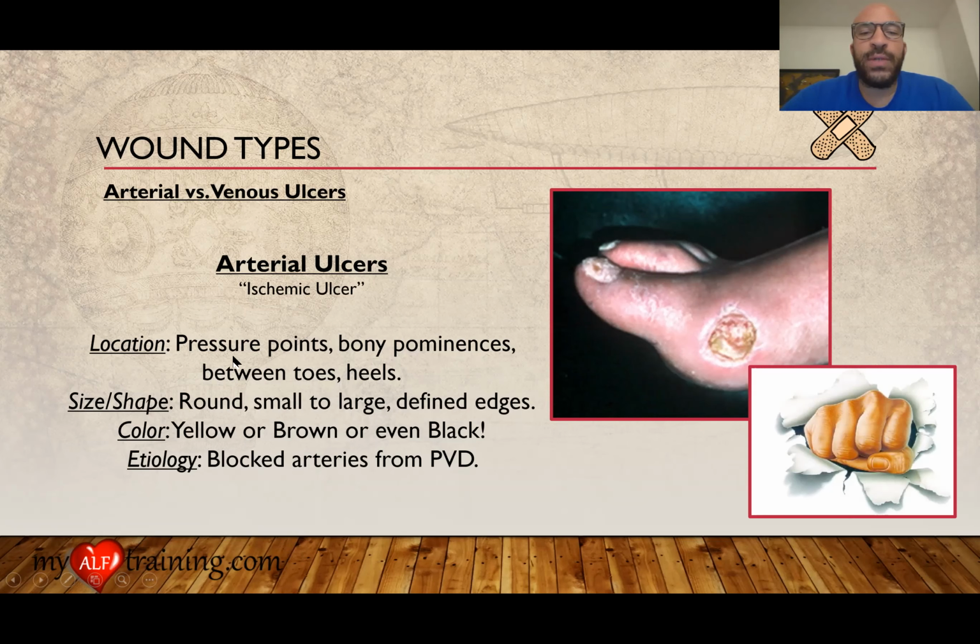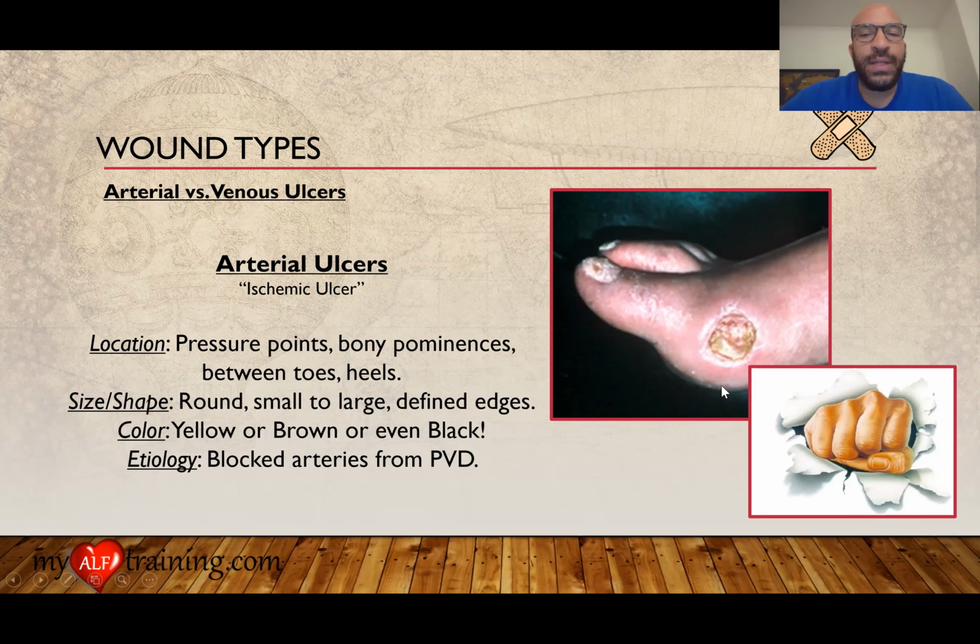Anyway, so they can present in between the toes, on the heels, and they have more of a punched out appearance. That's why I included this fist here. So when you think of arterial, think of punched out, because they have a rounded shape and the edges are more defined. So it's almost as though someone just put their fist right through the wall and then take that picture and put it on someone's foot, and you have an arterial ulcer. That's what it looks like.